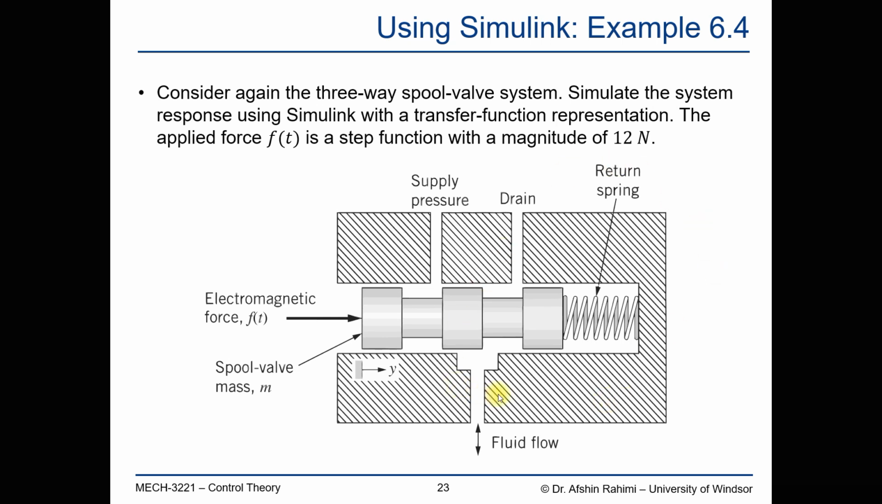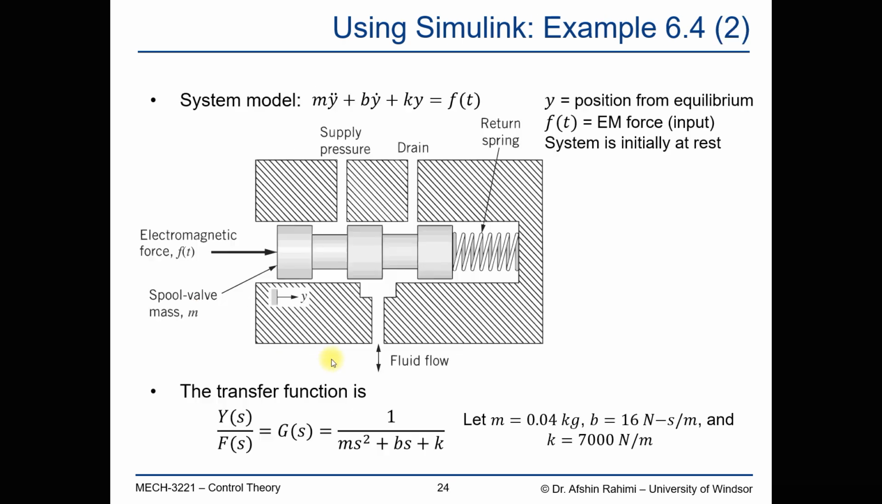So here we have the three-way spool valve system again. So we have the spring, damper, mass, and an external force. We have seen many times that the system model for this system is my double dot plus by dot plus ky equals f of t, where y is the position from the equilibrium and ft is the electromotive force that is the input to the system. And this system is initially at rest, meaning the initial condition for this system is 0.